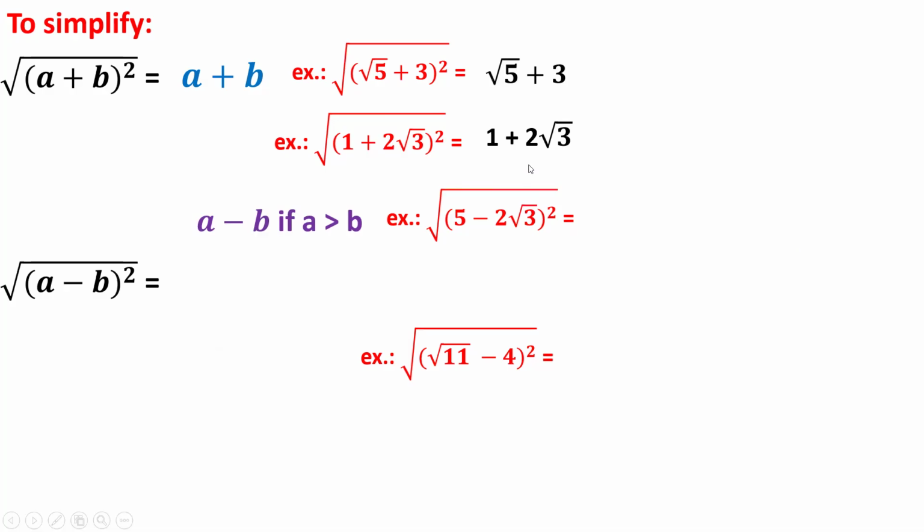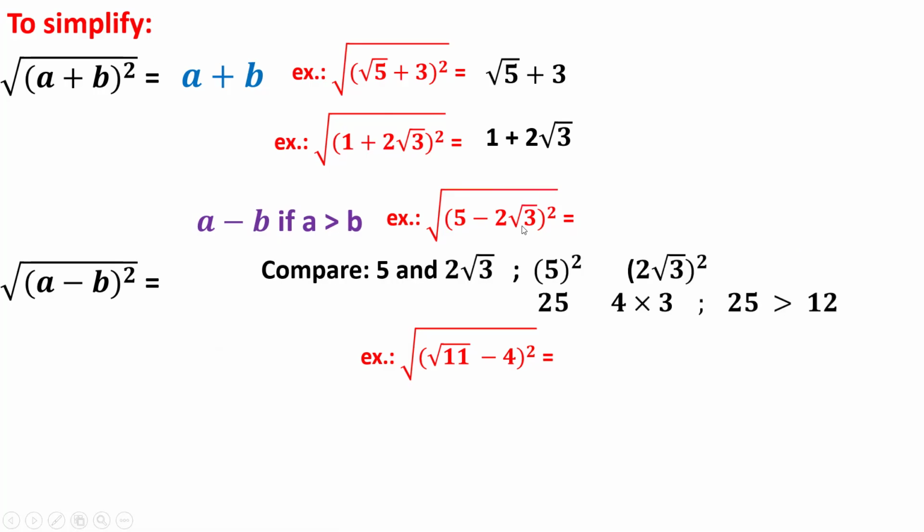For example, radical 5 minus 2 radical 3, squared. I should compare 5 and 2 radical 3. As I said, how can we compare them? We make them squares. 5 squared is 25 and 2 radical 3 squared is 12. Since 25 is greater than 12, then I say that 5 is greater than 2 radical 3, so it comes out as 5 minus 2 radical 3.